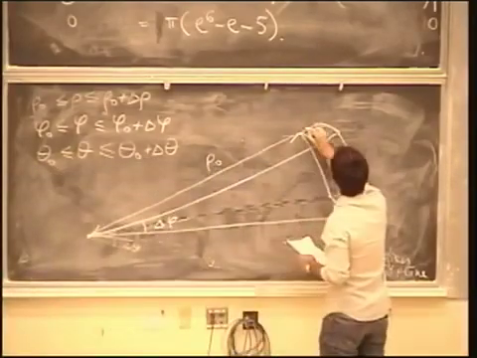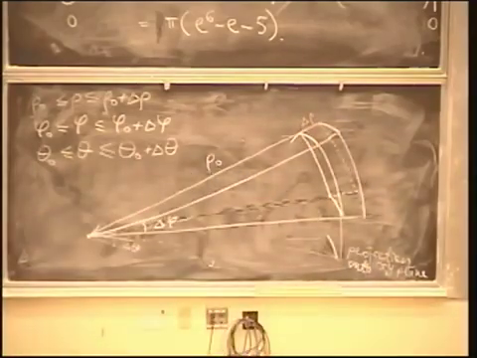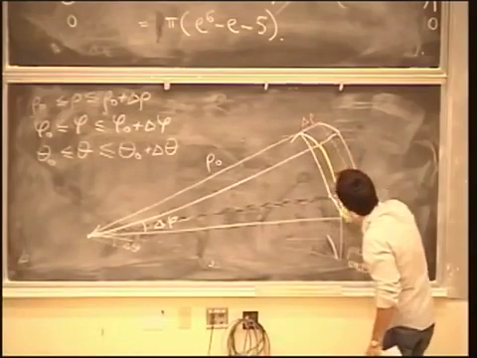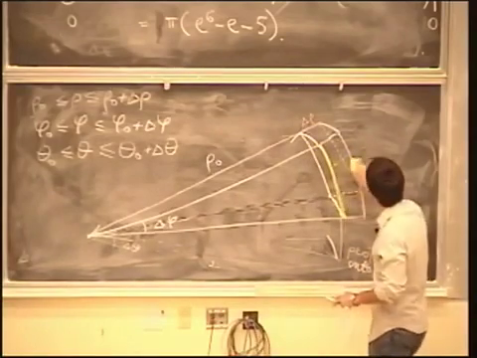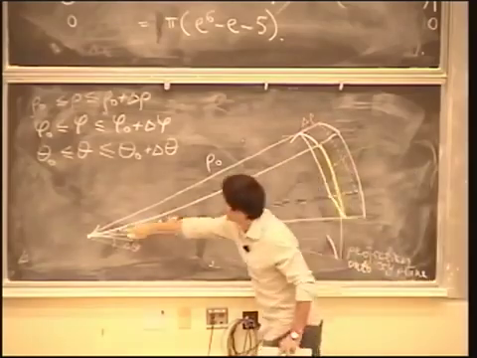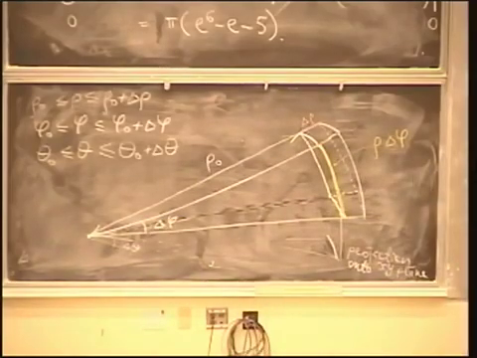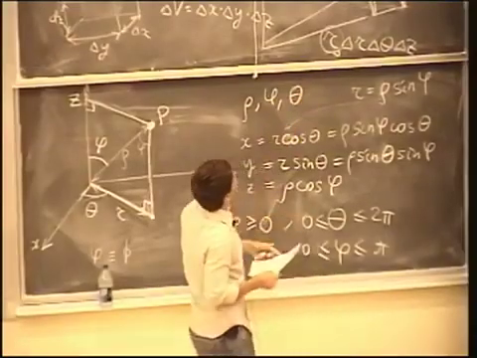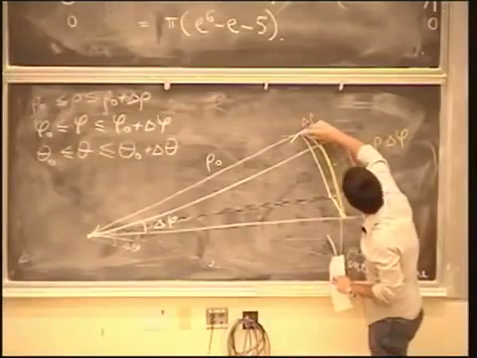Well, first of all, this one is very easy to find. This is just delta rho. That's one side. Now this one is also easy to find. You see, this is rho 0, and the angle here is delta phi, so this is rho times delta phi. It's similar to the way we found that to be r0 times delta theta. So it remains to find this one.